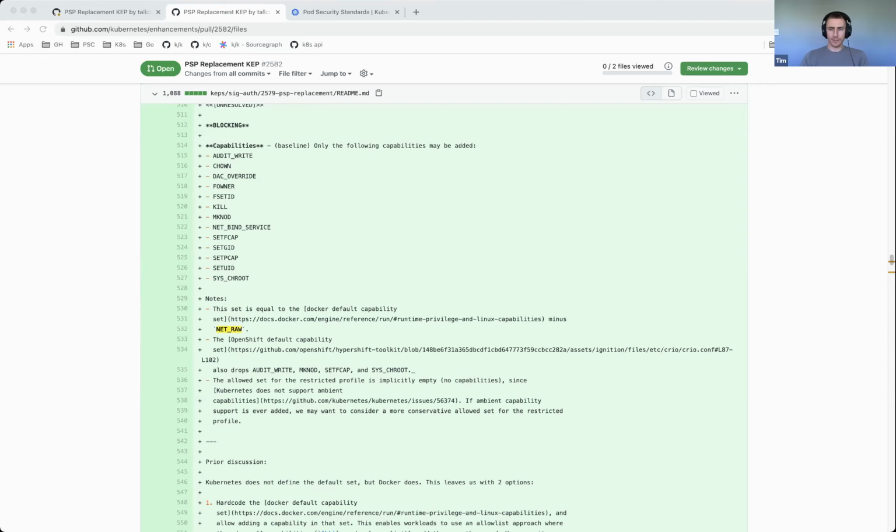So it sounds like there's a little more to talk about around restricted. Is everyone happy with this proposal for baseline? Again, with the caveat that we're talking about alpha and we have mechanisms built in to change these profiles over time. So are we saying net raw will be allowed or not in the baseline? No. Net raw will not be allowed in baseline. It will not be allowed to be added in baseline. Okay, yeah, this sounds reasonable to me.